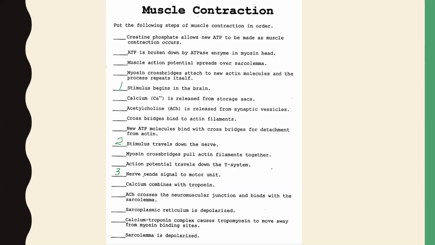All right, so then what's going to be the next thing? Well, because the neuron does not touch the muscle cell, we need to have something that's going to cross the synapse, and that's going to be our neurotransmitter acetylcholine. So acetylcholine is going to be released from the vesicles, which are little bubbles.